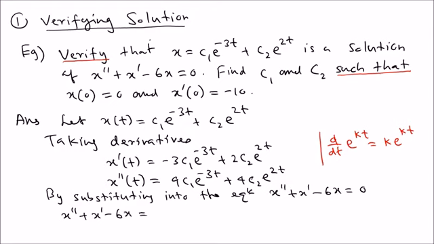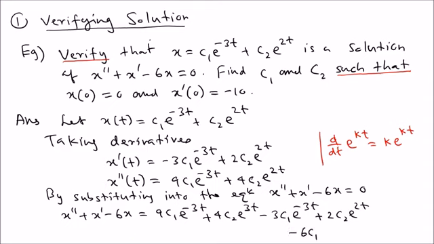So let's start with x double prime, which is 9c1 e to the minus 3t plus 4c2 e to the 2t. That's x double prime, and x prime, which is negative 3c1 e to the negative 3t plus 2c2 e to the 2t. That's x prime, and then minus 6x. So that means you have to multiply x by minus 6. So it's minus 6c1 e to the negative 3t and then minus 6c2 e to the 2t.